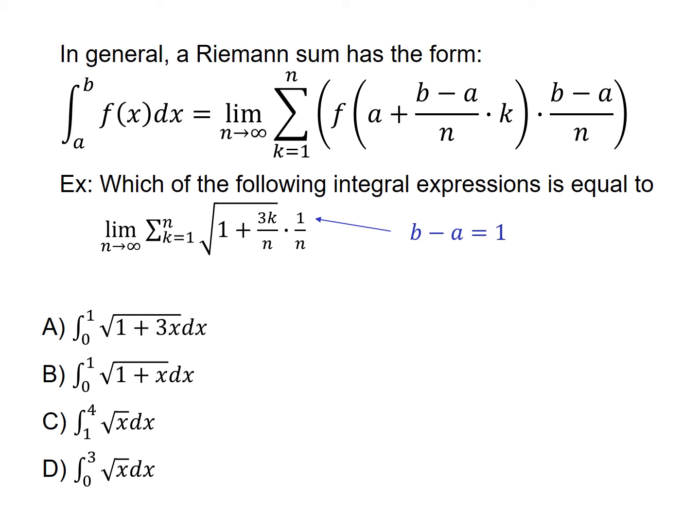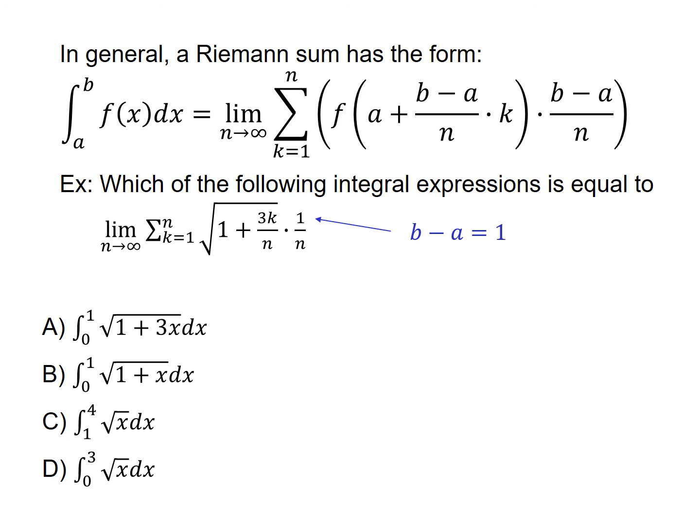So as we look down at our possibilities, that means that our integrals, our limits of integration, should have a difference of 1. So right there I can eliminate option C and option D, because those both have a difference of 3. So I've got myself down to either A or B. Now, both of those go from 0 to 1. So where up above it says f of a plus b minus a over n times k, and a is the initial value, notice that neither of those start at 1, which tells us that that 1 is actually part of the function itself.